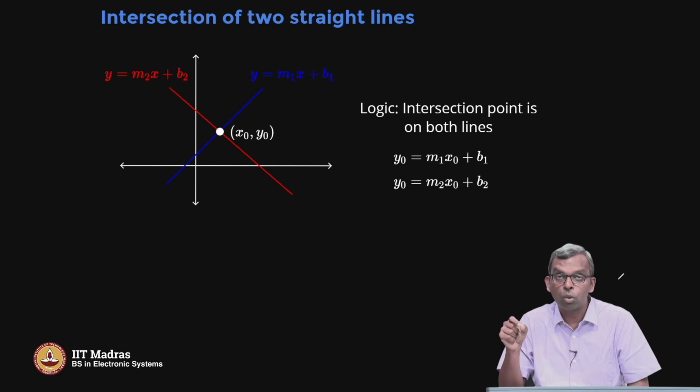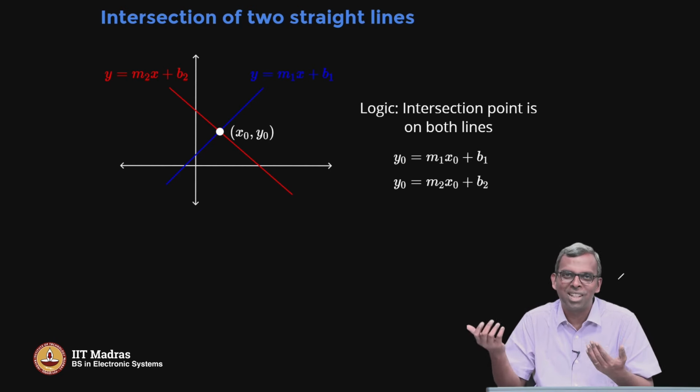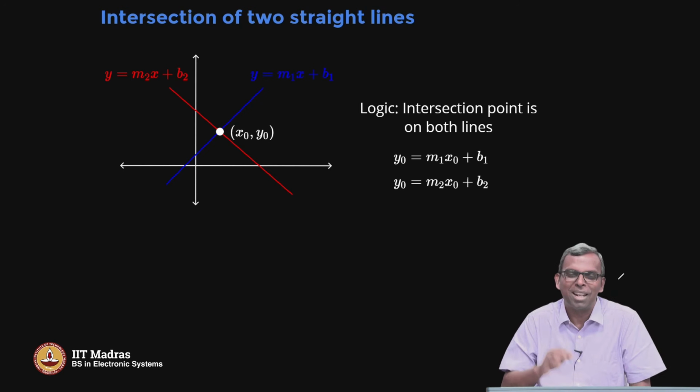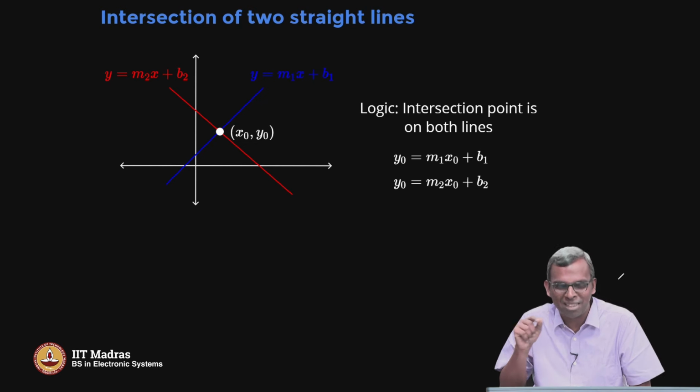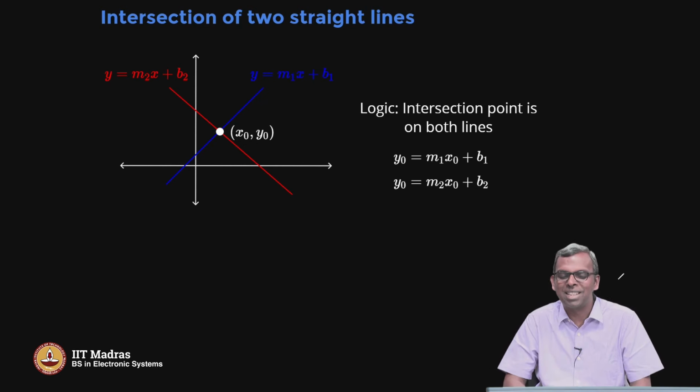So you put in (x0, y0), you're going to get y0 equals m1 x0 plus b1. I really like y0. Why not? We always keep asking why, we should also ask why not. Anyway, it's not the main point here. So y0 is m1 x0 plus b1, y0 is m2 x0 plus b2.